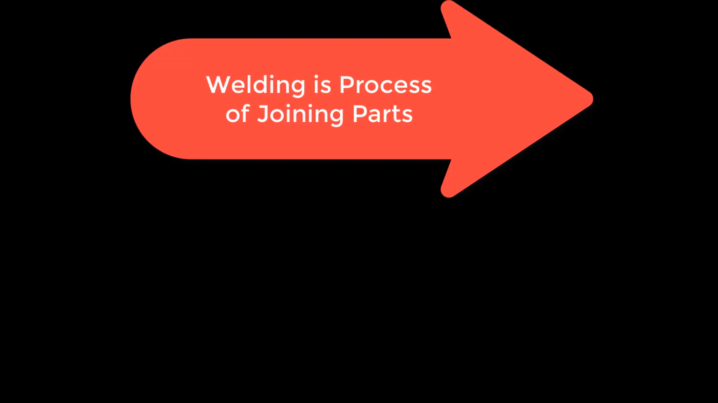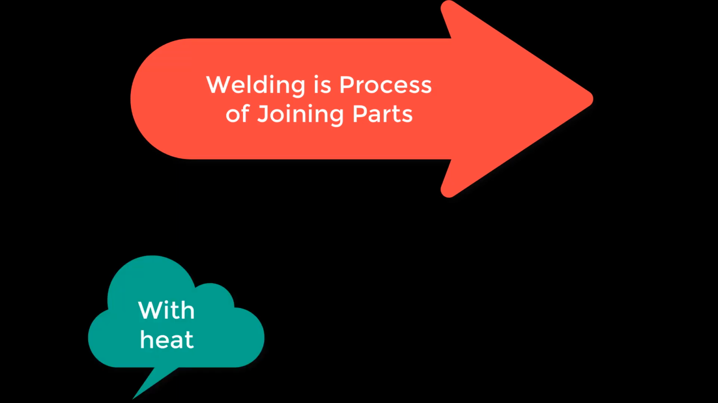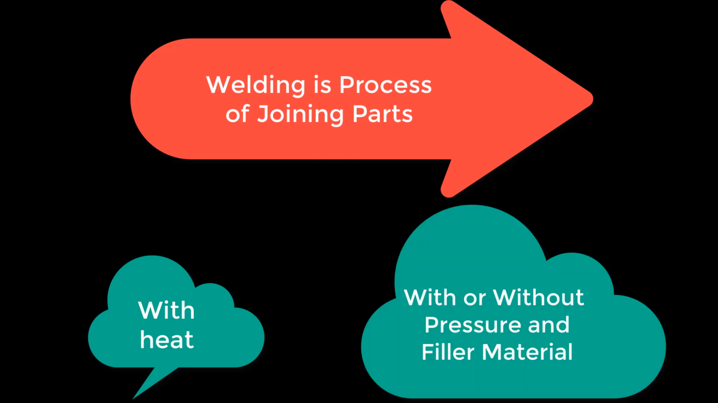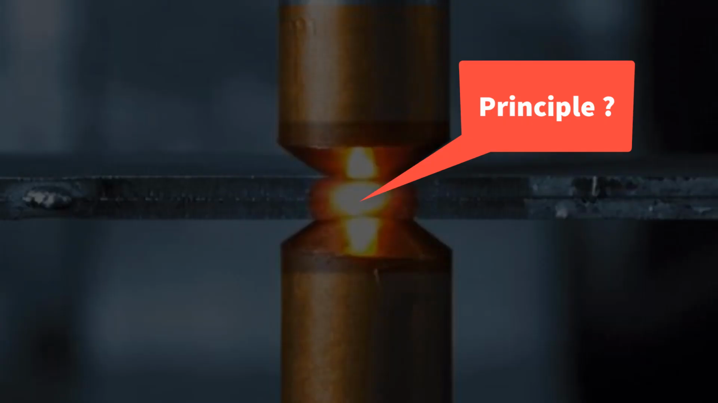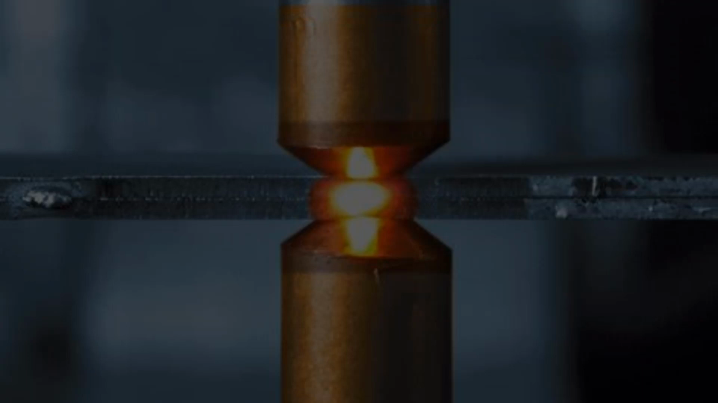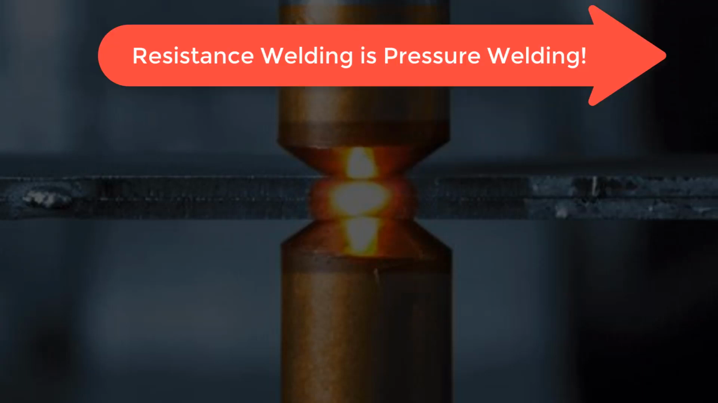Welding is a very useful process for joining two metal parts, but here our purpose is to produce heat. With the help of the heat, and sometimes also pressure and filler material, welding joins two parts. So in today's session we are going to perform resistance welding. That is one of the welding processes.